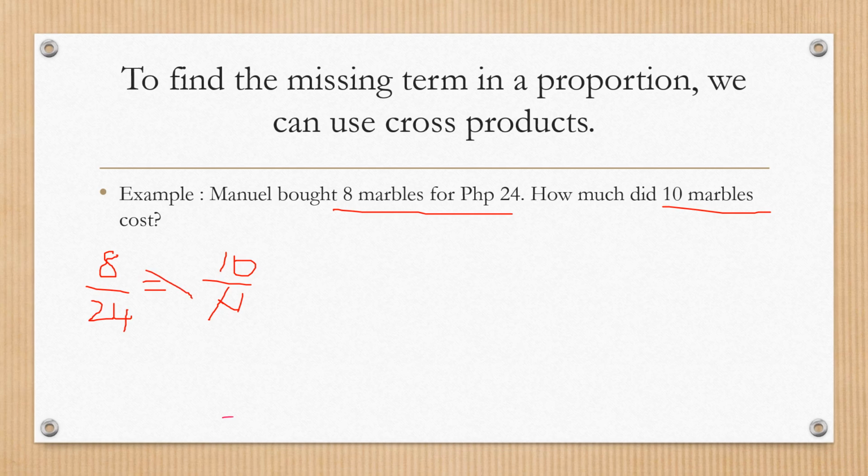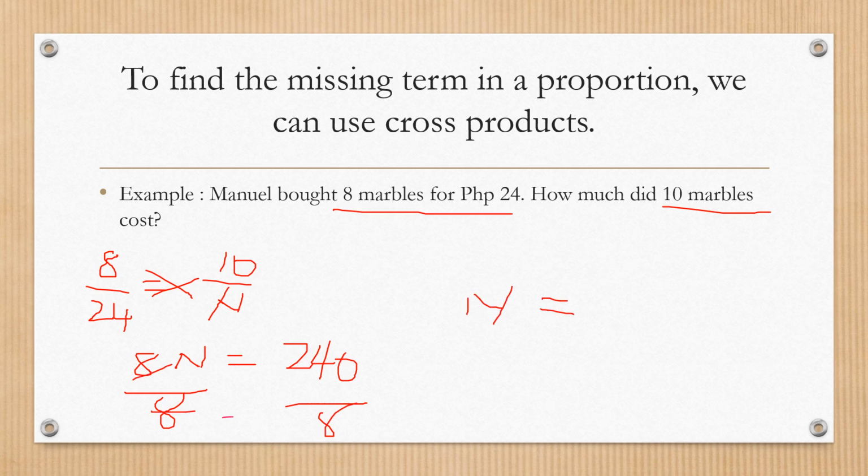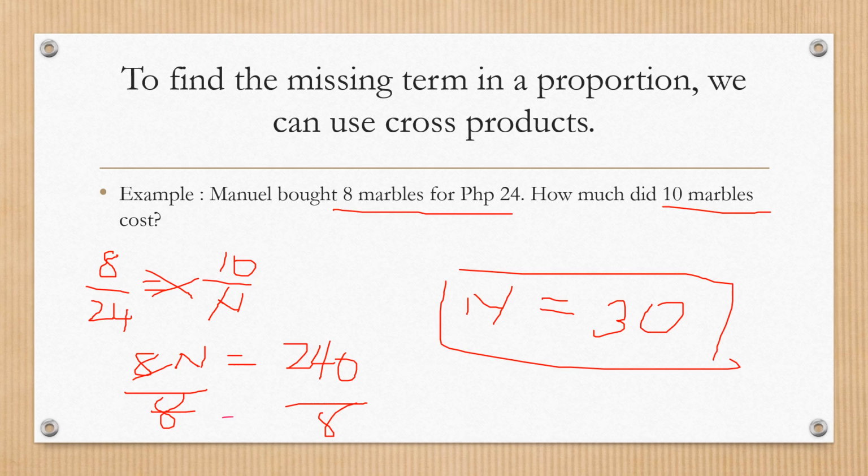Using the cross product, we have 8n equals 10 times 24. 1 times 24 is 24, add 0, that's 240 divided by 8. So n equals 24 divided by 8, which is 3. Add 0, that means 30. So for 10 marbles, that's equivalent to 30 pesos.